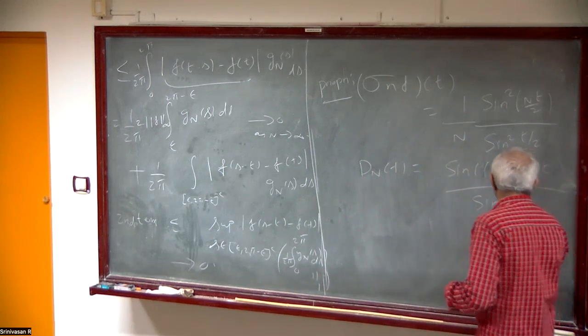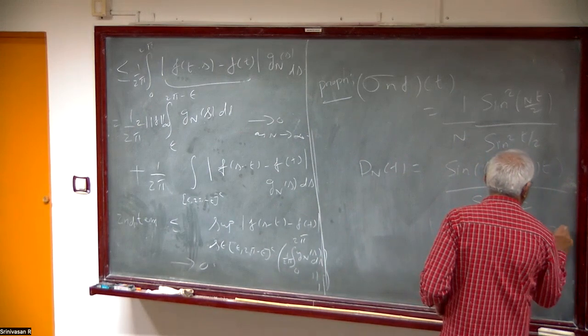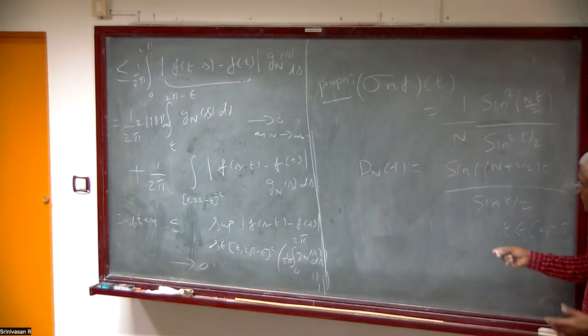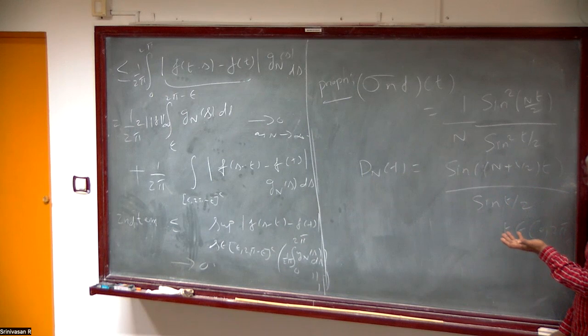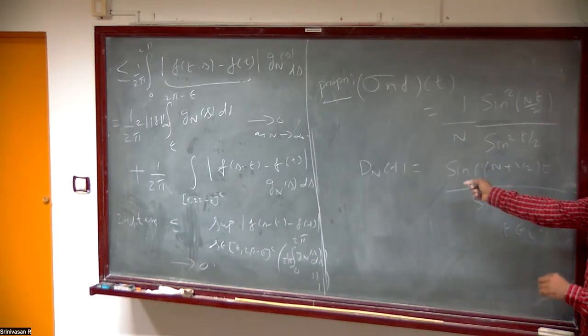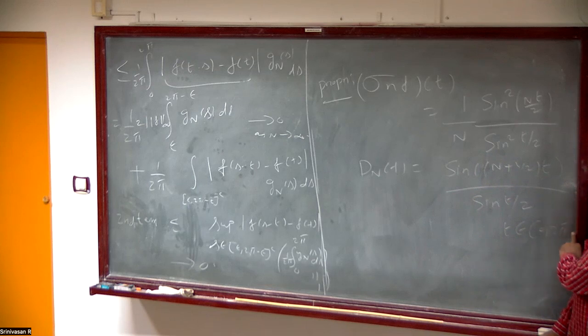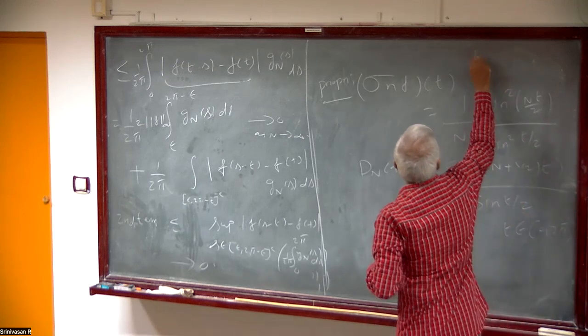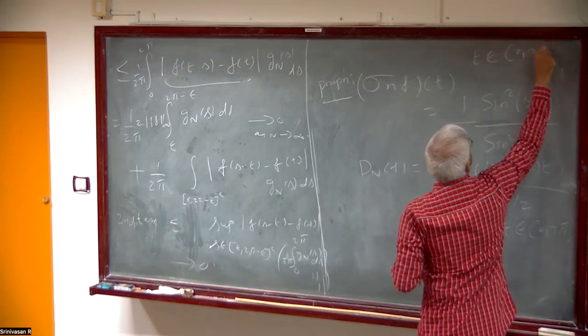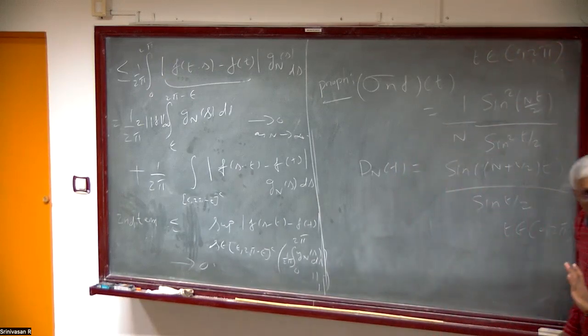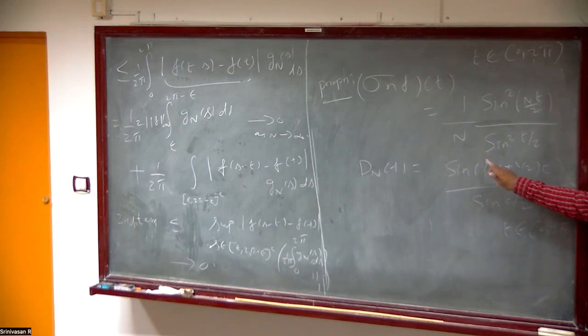This is only for t in the open interval 0 to 2 pi. On the endpoint, it will be exactly 2n plus 1, but we don't care about it because we are only integrating. So we are not writing what it is at the endpoints. This is also for t in 0 to pi. Only in the open interval we are writing this. So this is the claim.